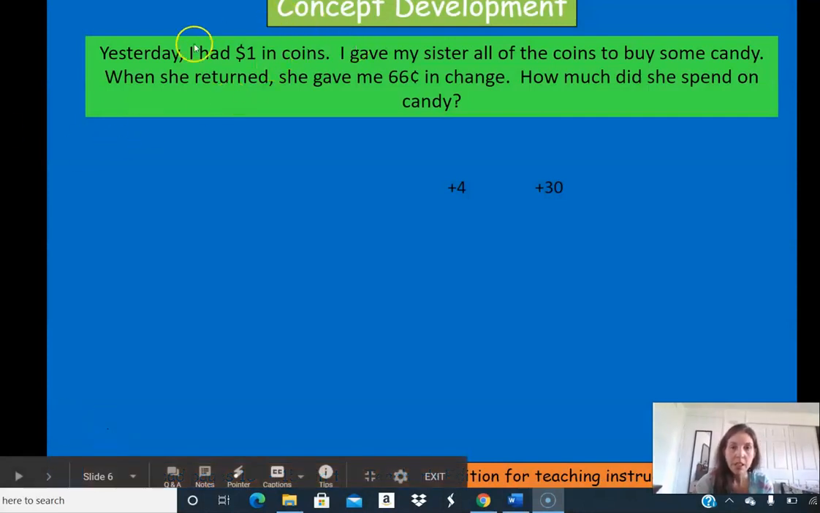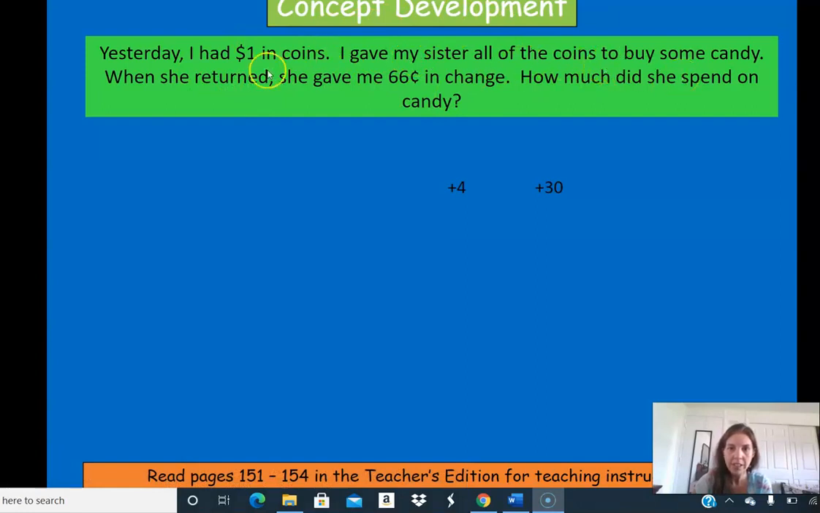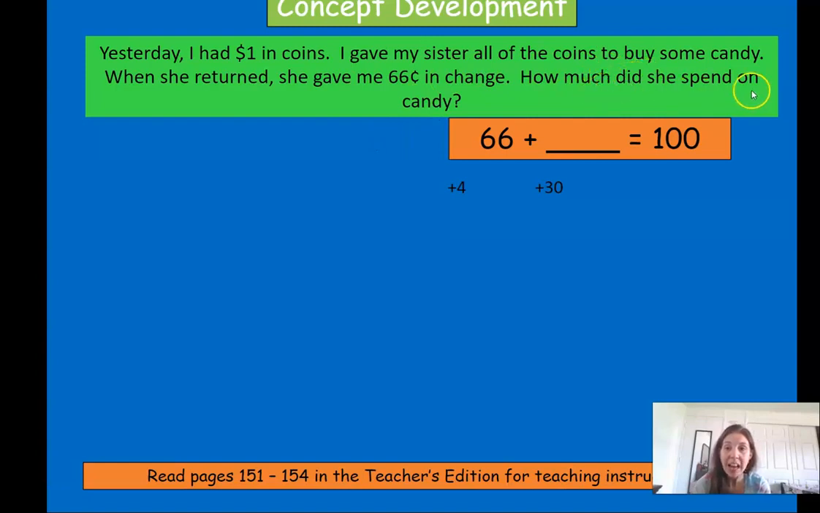So she had $1 and she gave her sister all of her coins to buy some candy. And when she came back, she had 66 cents in change. The cashier at the store gave her 66 cents back. What they want to know is how much did she spend? How much did the clerk keep when she gave her the $1 worth 100 cents? How much does the candy cost? That's what we're trying to figure out.